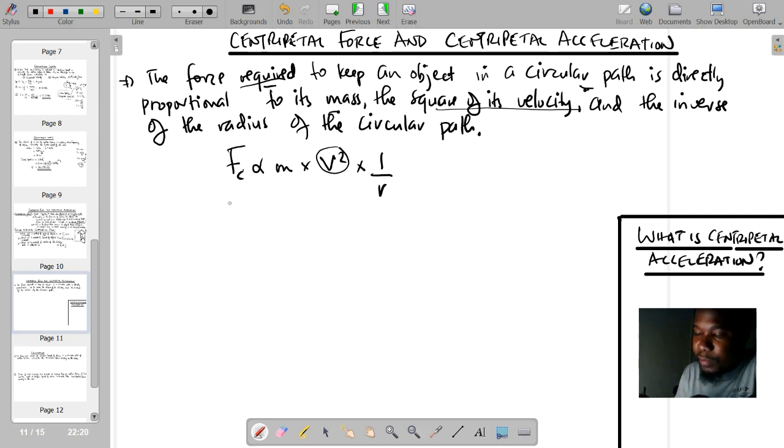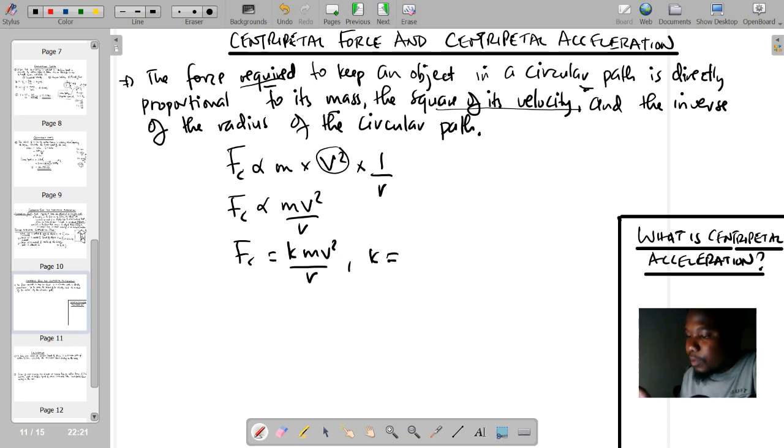This gives us a formula for centripetal force. So this means F_c is proportional to mass times v squared over r. Okay, and then if we change that to an equal sign, there will be a constant, k times mv squared over r, where k is a proportionality constant, which is equal to 1. Therefore, centripetal force will be equal to mv squared over r. That is the formula for centripetal force. All right, this is very important.